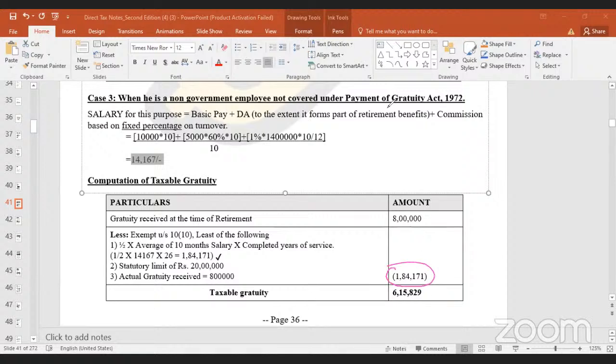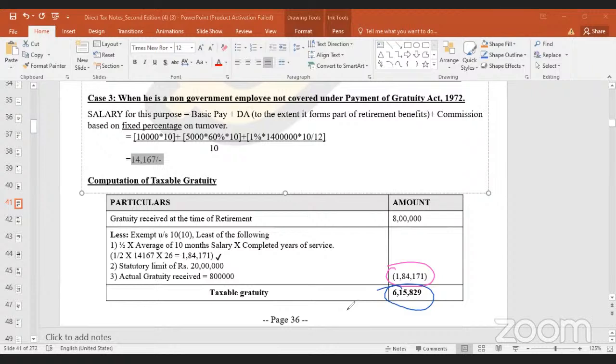1,84,171. What is the taxable gratuity? 6,15,829. Please don't make this mistake. In the examination, many people will do this. After coming out, you'll realize you made a mistake over there. No, don't do this. Please observe the question carefully. 1.25 marks makes a huge difference.